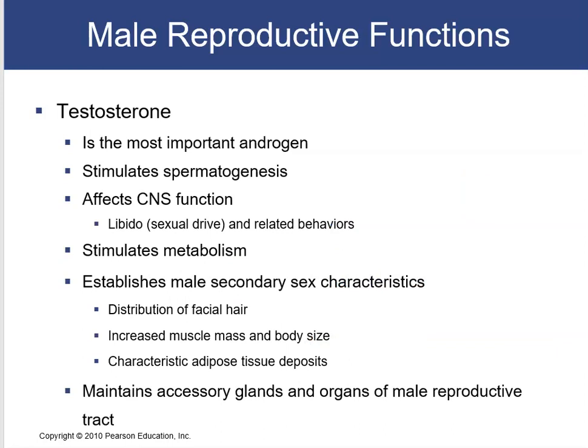Now, testosterone is the most important of the male androgens, or the male sex hormones. This is the main hormone responsible for stimulating spermatogenesis. It also affects the central nervous system. It has an effect on the libido or sex drive and other related behaviors. It stimulates metabolism in the male, and it helps to establish the male secondary sexual characteristics.